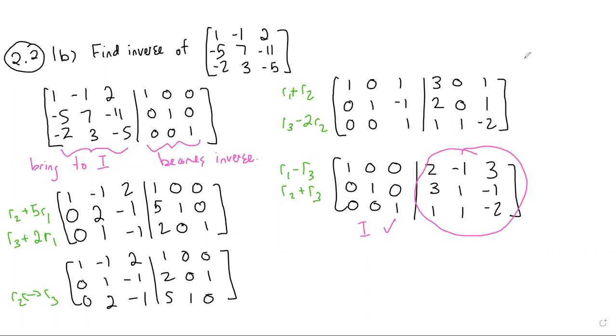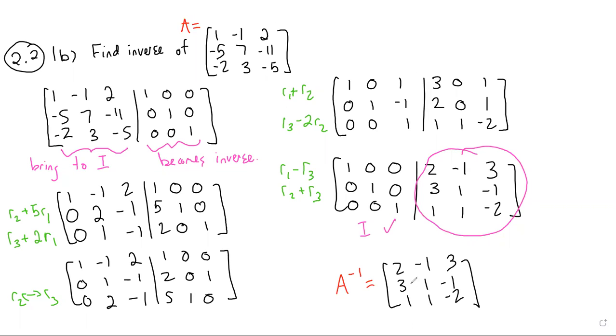It's kind of awkward to answer this one in a formal sentence. What I'm going to do is just call this matrix A. Then I can say that A inverse is going to be the matrix that has those 3 columns: 2, -1, 3; 3, 1, -1; and 1, 1, -2. And it's pretty easily checked.